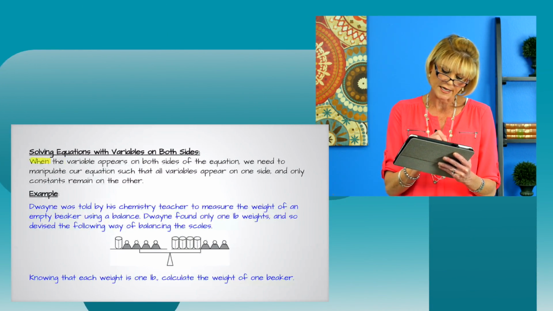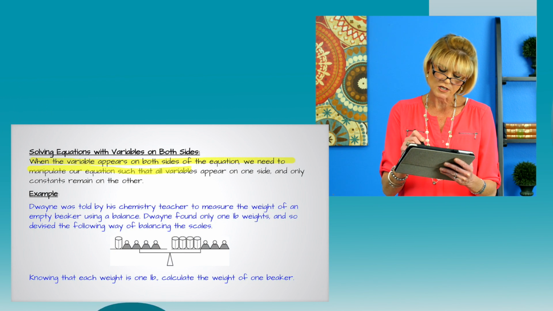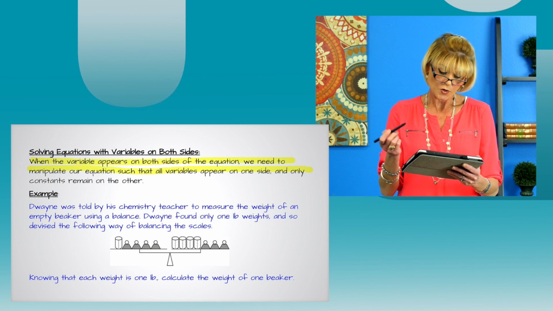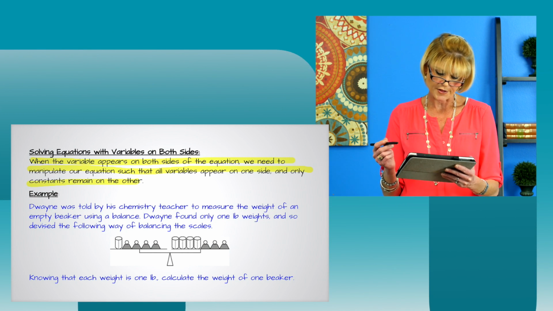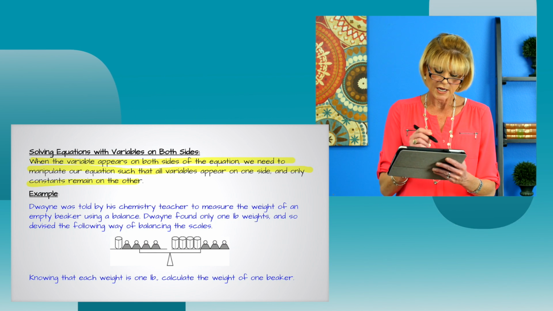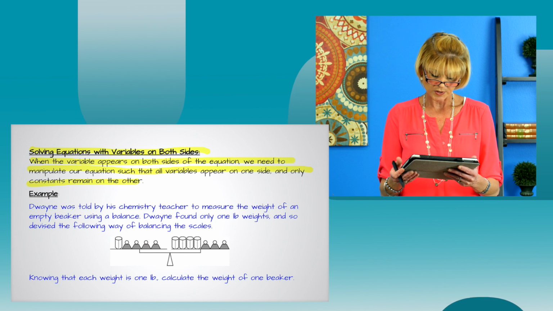So when the variable appears on both sides of an equation, we need to manipulate our equation such that all the variables appear on one side and only constants remain on the other. That's basically the gist of solving equations with variables on both sides. Let's jump right into an example.